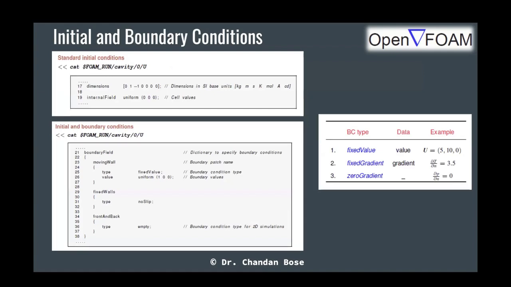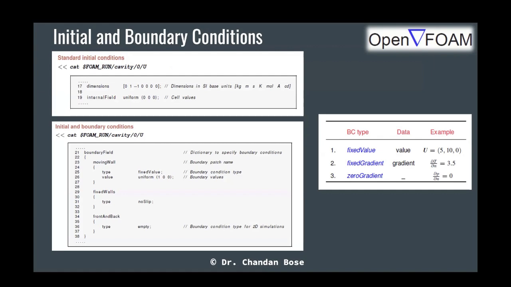Okay, so just to show you, if you go to any tutorial, for example, cavity, you go to the 0 folder, you will have two field variables, velocity and pressure. And within that, you will see first the dimensions. Everybody understands the difference between units and dimensions, I guess. So these are the dimensions.